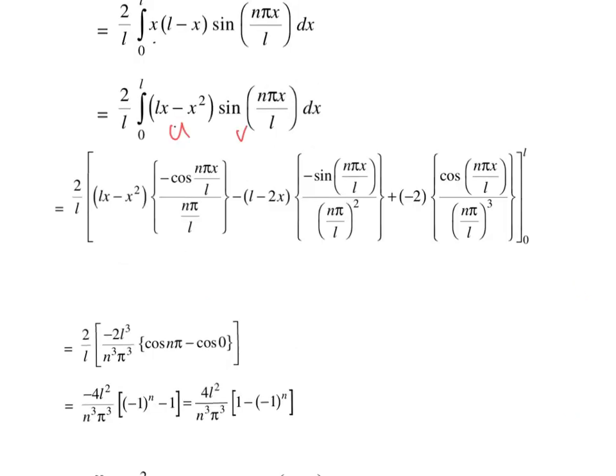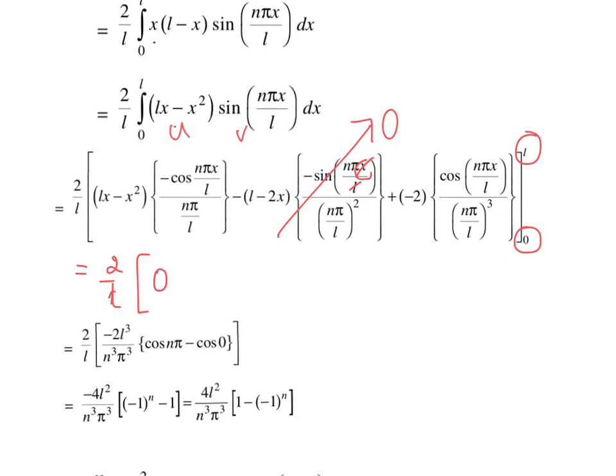When you substitute the upper limit x equal to L and the lower limit x equal to 0, the middle term becomes 0, because when you substitute x equal to L, the factor L minus L cancels, and when you substitute x equal to 0, it becomes 0. So at both limits the middle term becomes 0. Next we see what happens with the first and last terms. It can be written as 2 by L. When you substitute x equal to L, L square minus L square becomes 0.